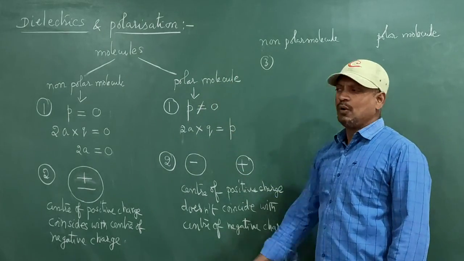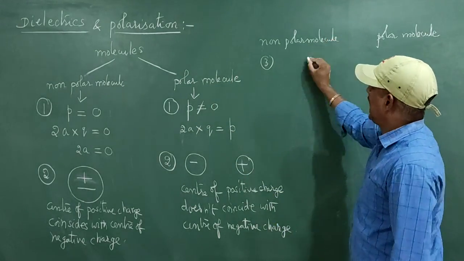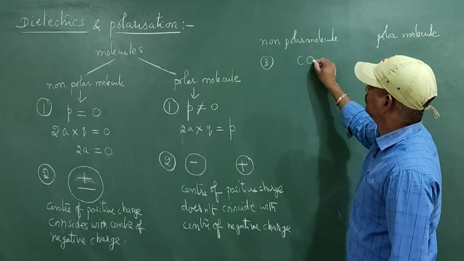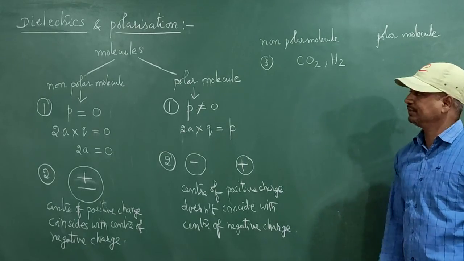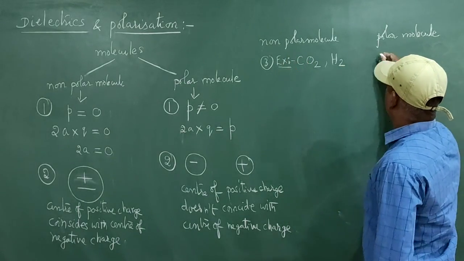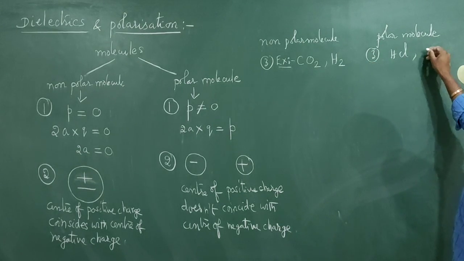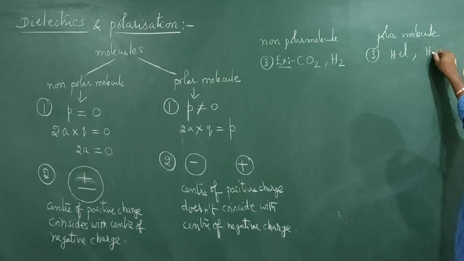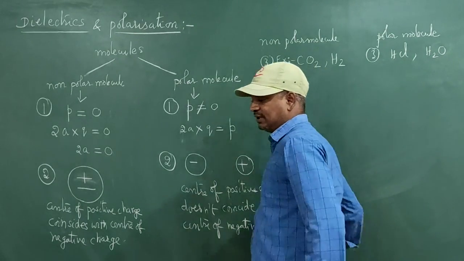Second point is over now. Third point: examples. What are examples for non-polar molecules? I can have CO2, I can have H2. These are examples for non-polar molecules. And what are the examples for polar molecules? HCl, and I can have H2O. Like that, we can have a lot of examples.